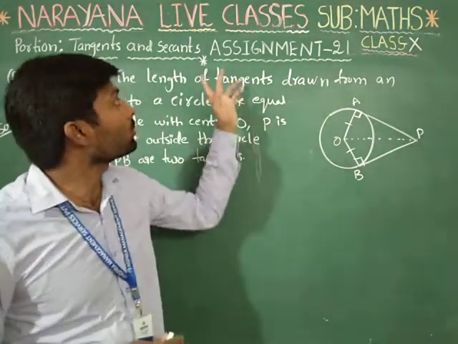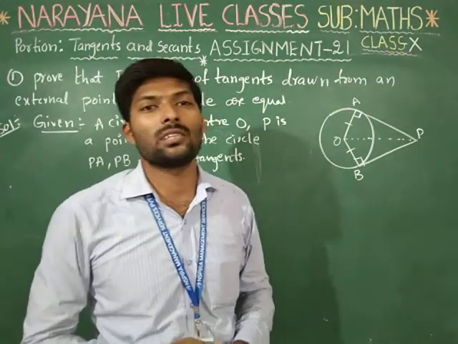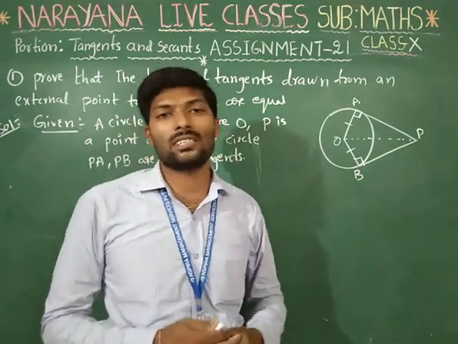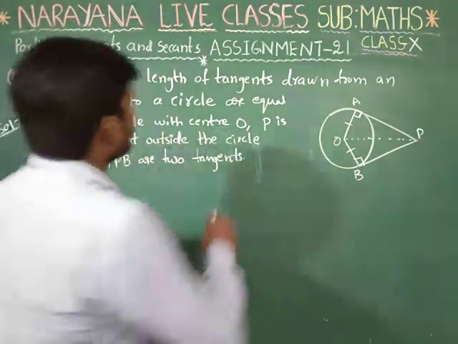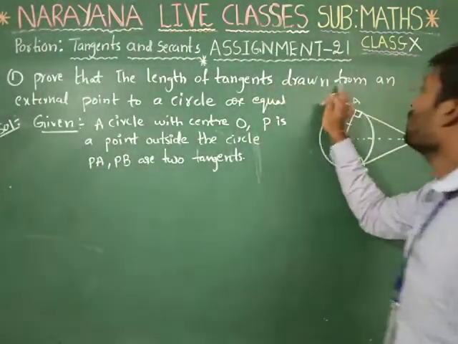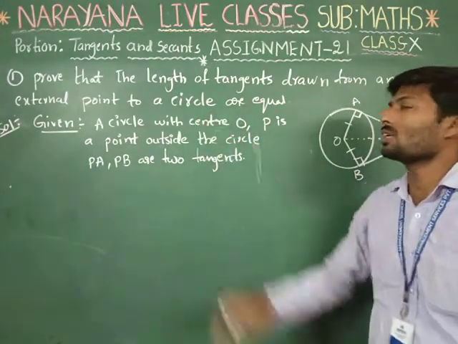Today we are going to explain assignment 21 from 10th class. The topic is tangents and secants. So let us go for the first assignment question. Prove that the length of tangents drawn from an external point to a circle are equal.